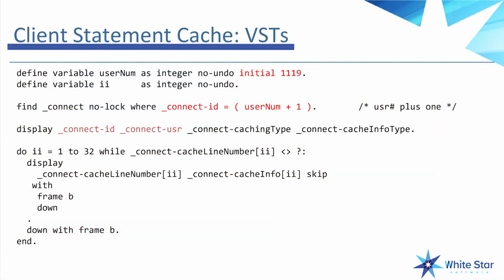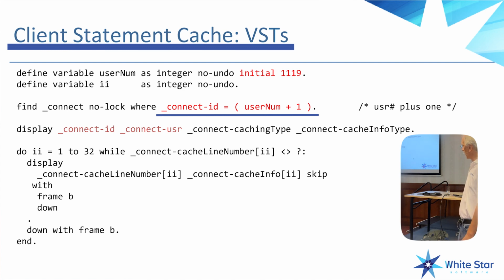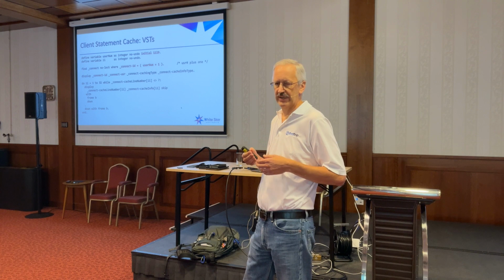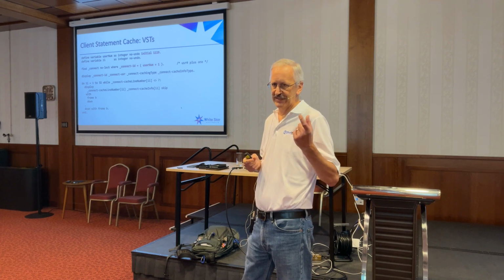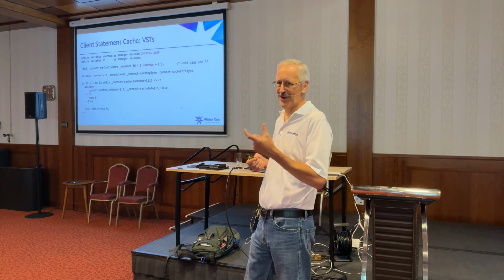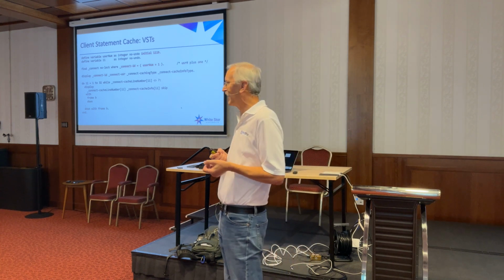Or you can write some 4GL code with the VSTs, which looks kind of like this. So you've got to find out what the connection is. Everybody has a connect record in the VSTs. So you fetch the correct connect record, which is your user number. The user number is the user number reported in the log file when you log in. You add 1 to it because the VSTs are offset by 1. They start at 1 rather than 0, or is it the other way around? They start at 1 rather than 0, yeah.